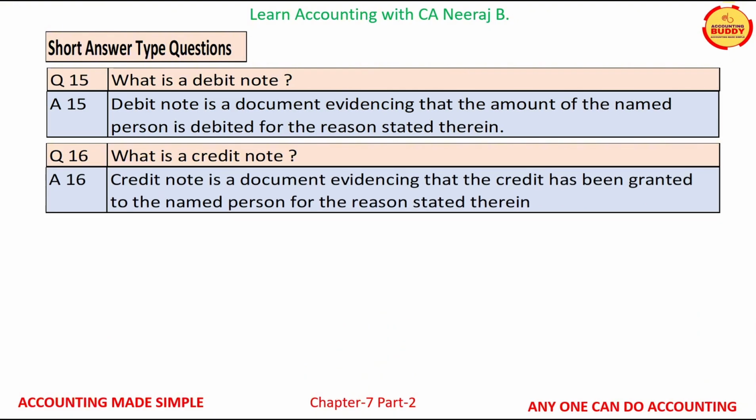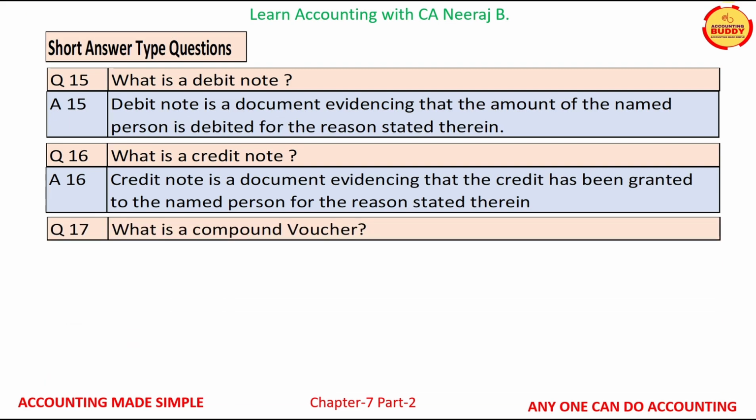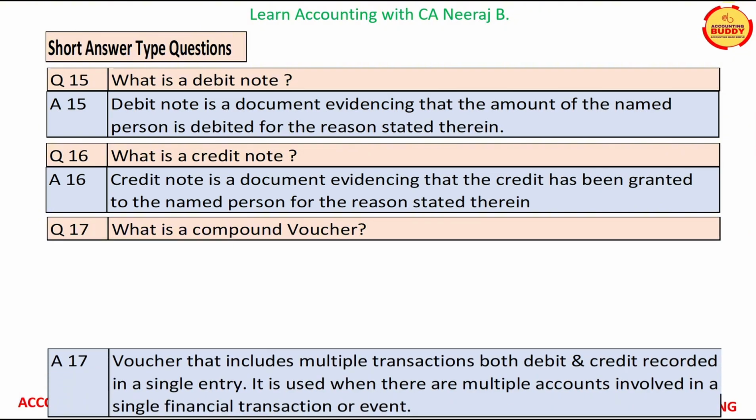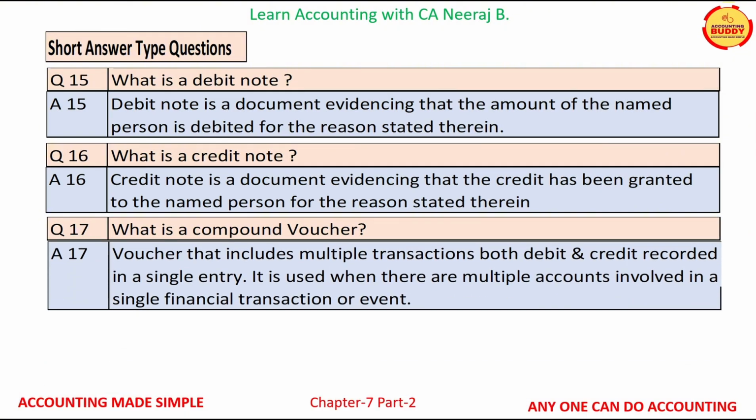The answer is, credit note is a document evidencing that the credit has been granted to the named person for the reason stated therein. Question number 17, what is a compound voucher? The answer is voucher that includes multiple transactions, both debit and credit, recorded in a single entry. It is used when there are multiple accounts involved in a single financial transaction or event.